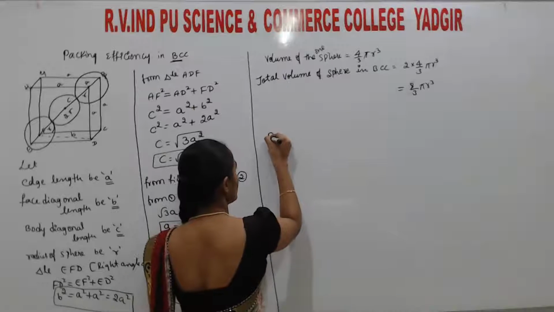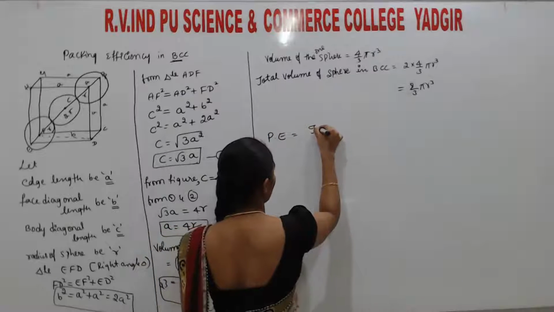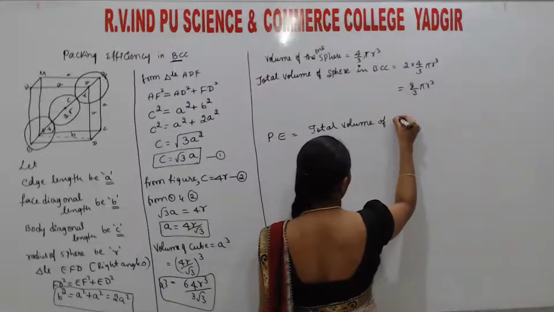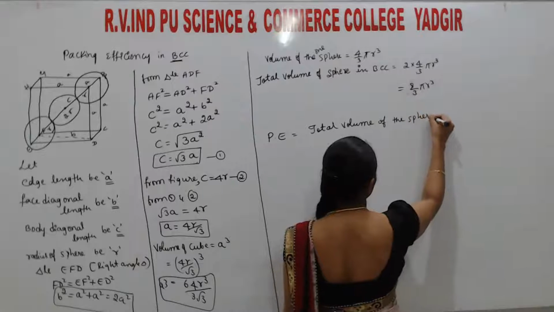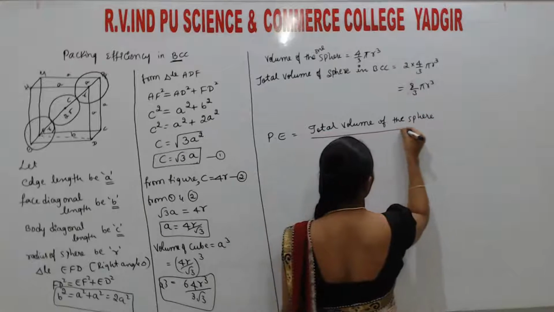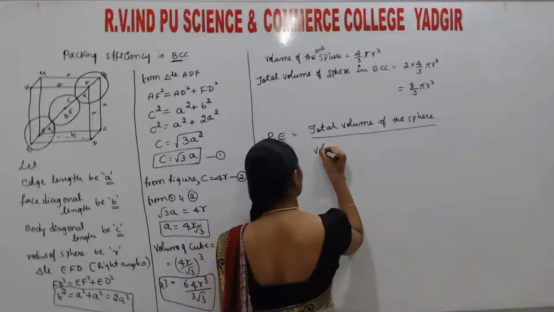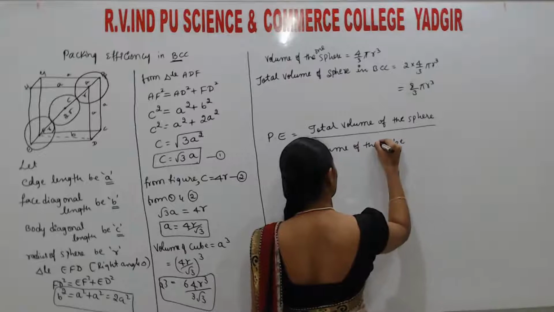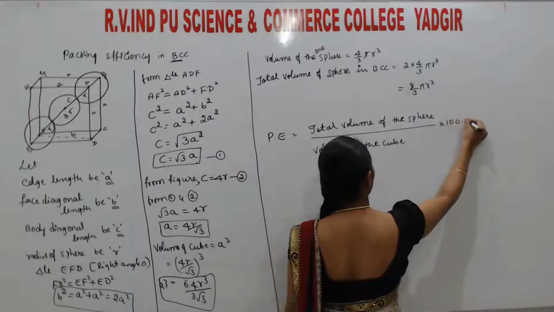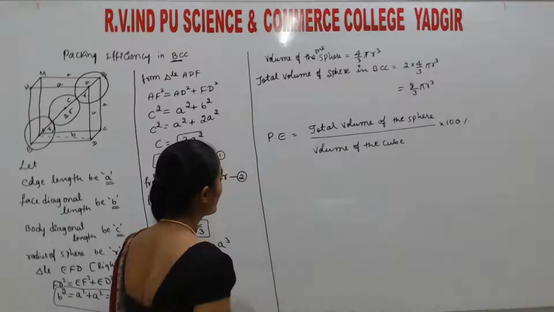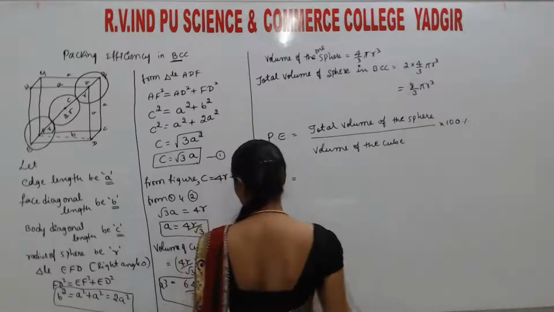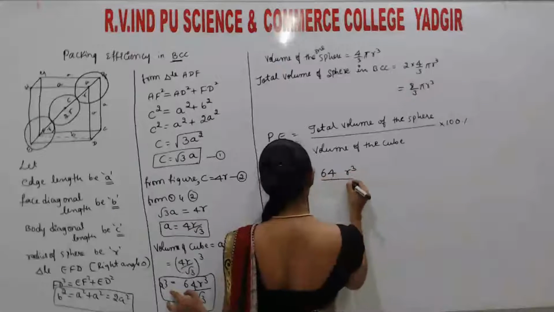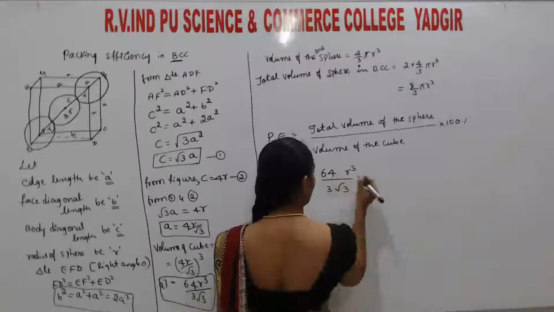Apply the packing efficiency formula. Packing efficiency is equal to total volume of the sphere divided by volume of the cube into 100%. Okay, then here total volume of the cube, here it is 64 r cube divided by 3 root 3.